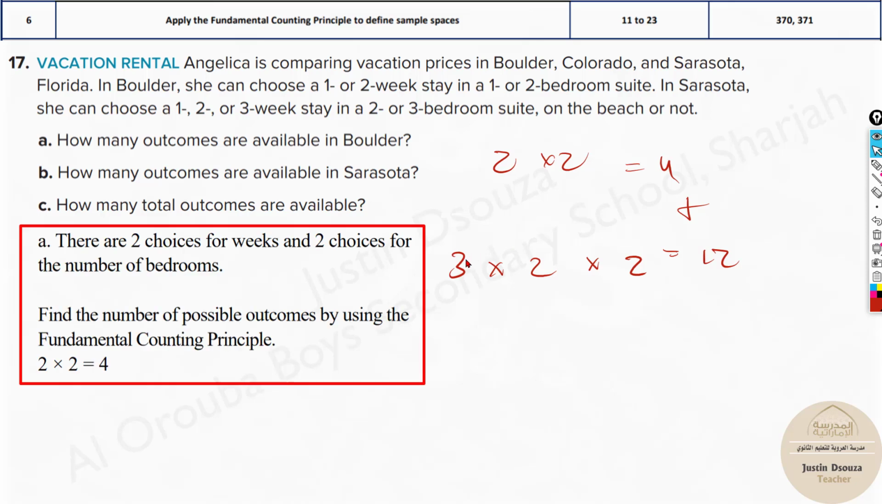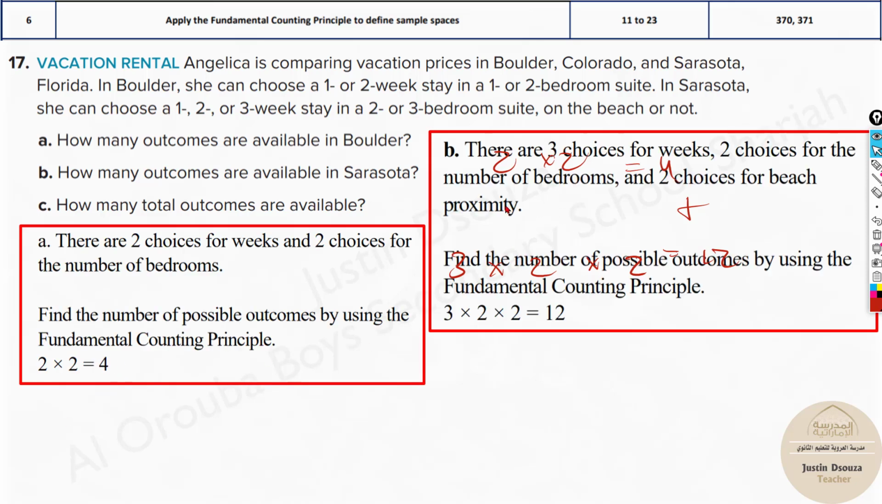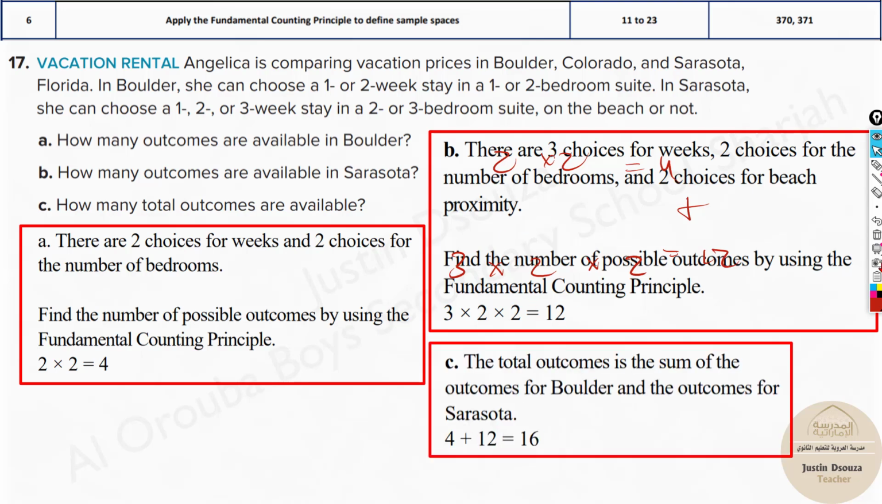So that would be the method to solve this. Do Boulder separately. Sarasota also do it separately. That's 12. And then add them up. You will get the total possible outcomes.